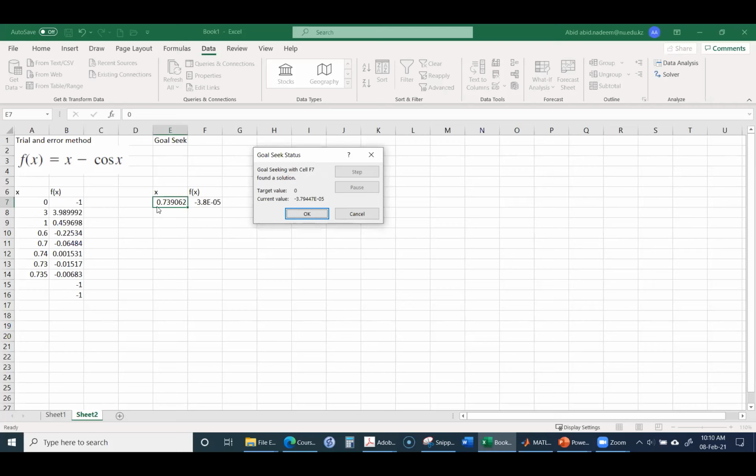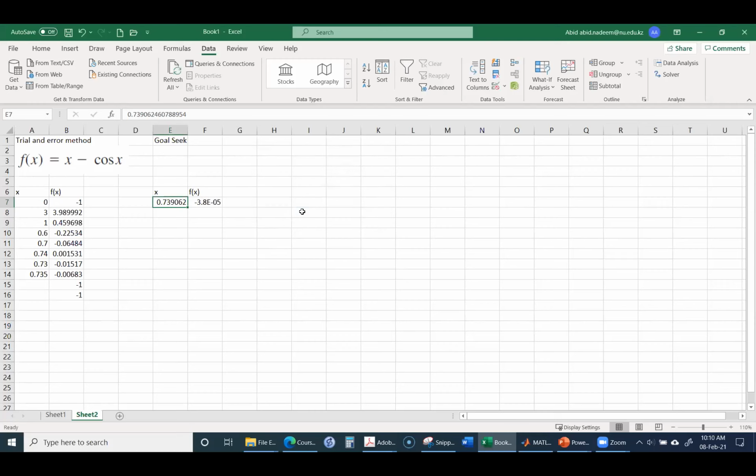Corresponding to that, I have the value of x, which is 0.739062. So this is the answer provided by the goal seek function. Okay, so this was one function in Microsoft Excel.